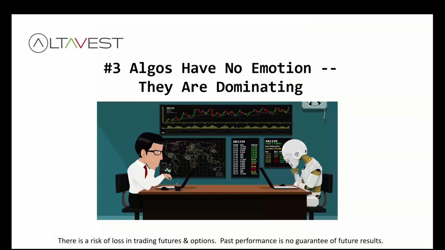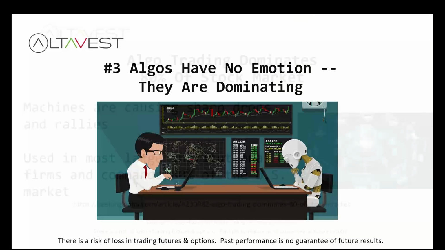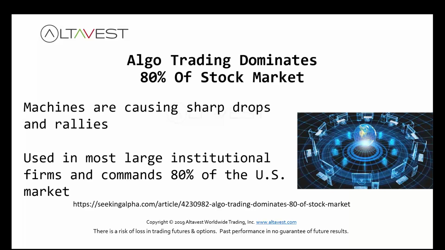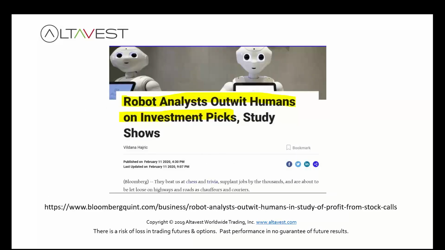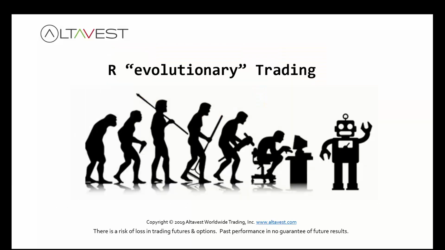But remember, the algos have no emotion. They're dominating the landscape. 80% of the stock market is driven by machines causing drops and rallies. Institutional firms command a large portion of the US market. That's probably no secret. Bloomberg points out that robot analysts are outwitting humans on their investment picks, and that's no surprise either. You've got IBM building, Big Blue, the supercomputers, of course, chess masters and so forth. Everything's really computerized, algorithmic, AI, you name it. And that's what you call revolutionary trading.